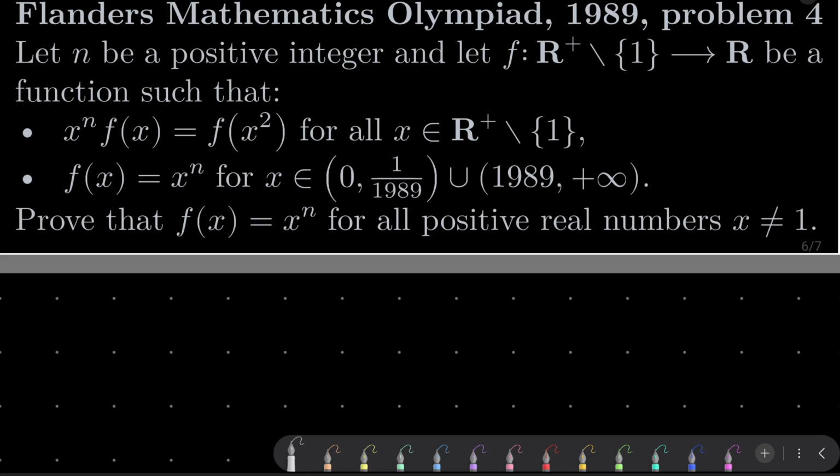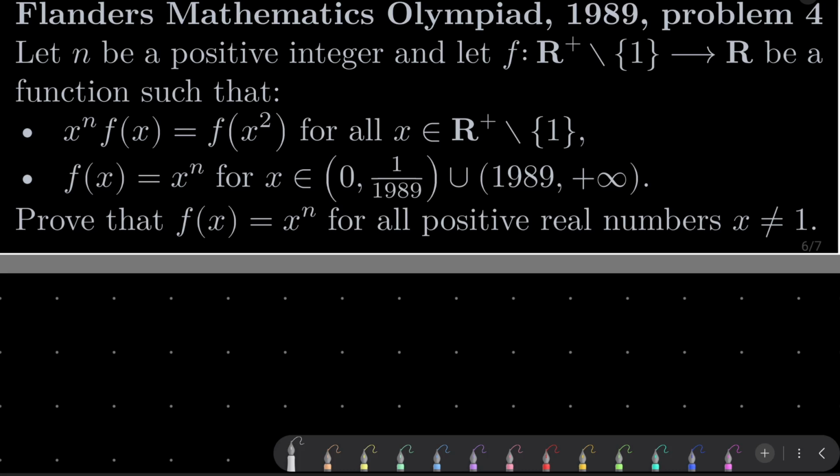Hello friends, in this video I'd like to solve the following problem from the Flanders Mathematics Olympiad 1989, problem number 4. Let n be a positive integer and let f be a function from the set of positive real numbers without 1 into the set of real numbers such that two conditions are satisfied.